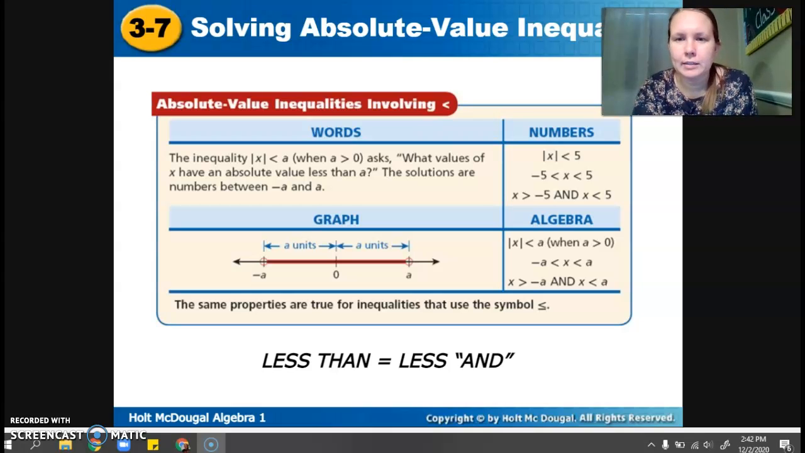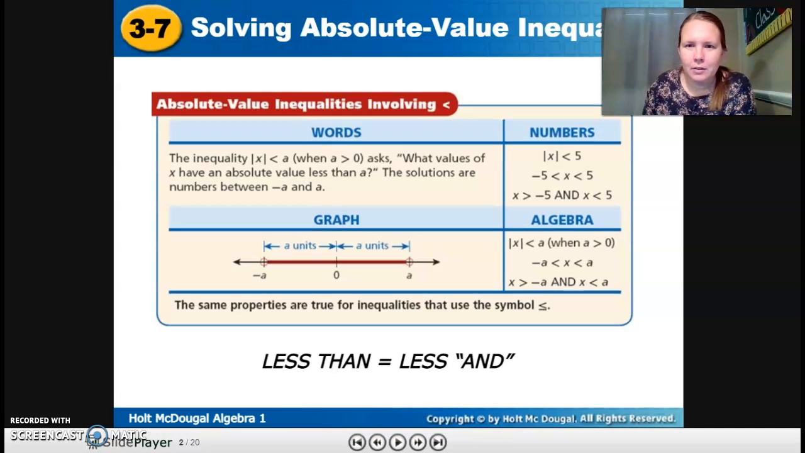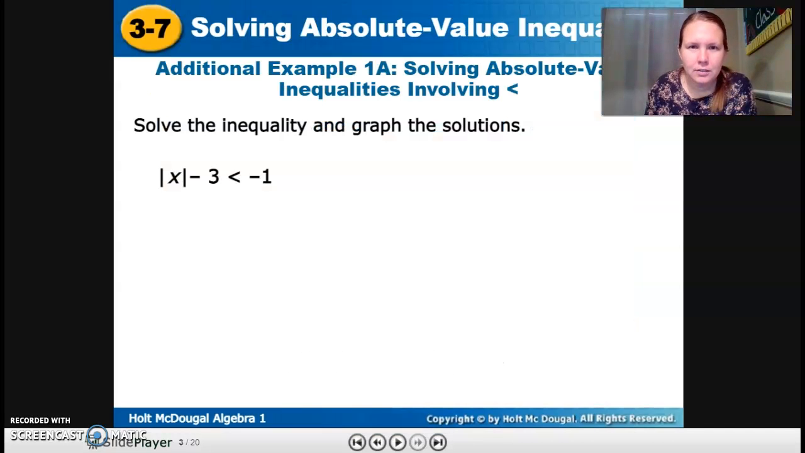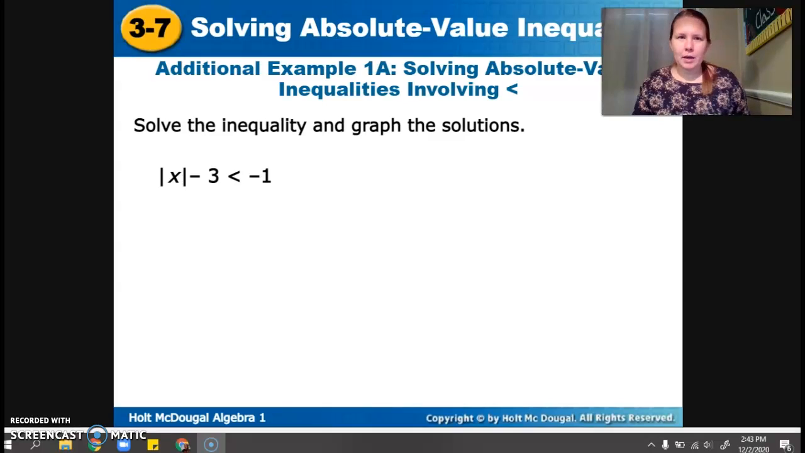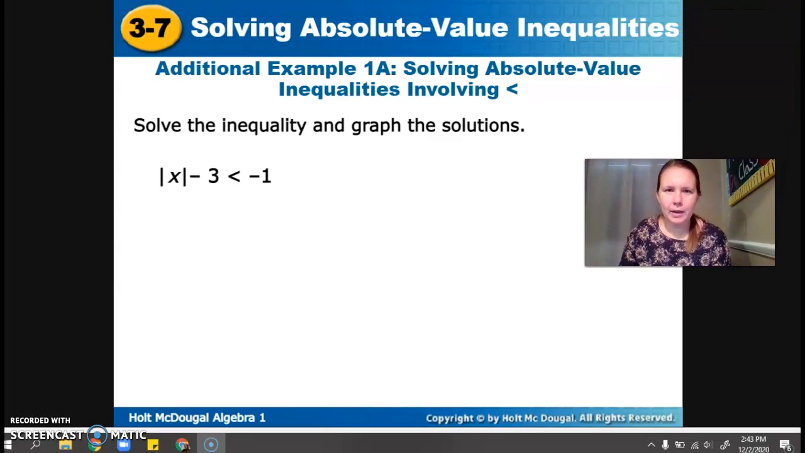If we have an and situation, then we have the graphs combined together. So if it starts with the less than, it's going to be an and situation. Okay, let's keep going though. Let's start talking about one that I see right now that is a less than.